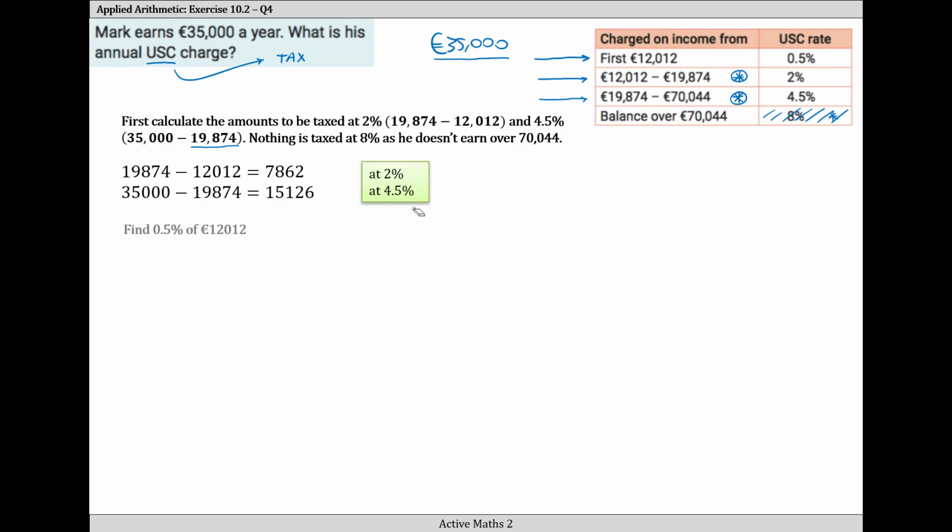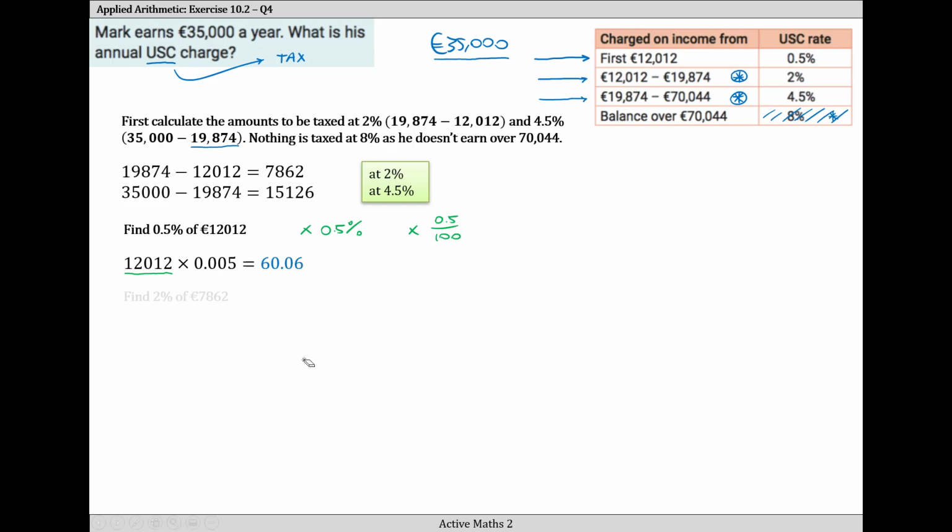So first of all, we're going to tax 0.5% of 12,012. That gives us 60 euros and 6 cents. So just note the different ways we can find percentages. We can either multiply the amount to be taxed by the decimal form of 0.5%, which is 0.005. We could also have multiplied it by 0.5 and used the percent button on our calculator. And we could have also multiplied it by 0.5 and then divided it by 100. They would all give us this amount of 60 euro and 6 cents.